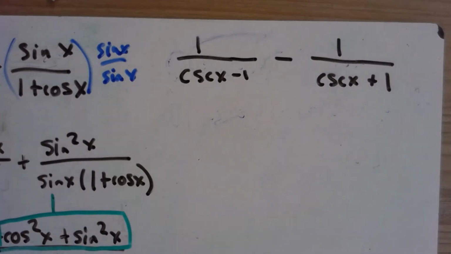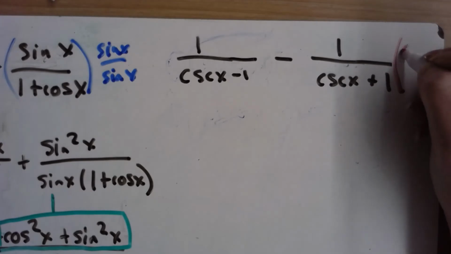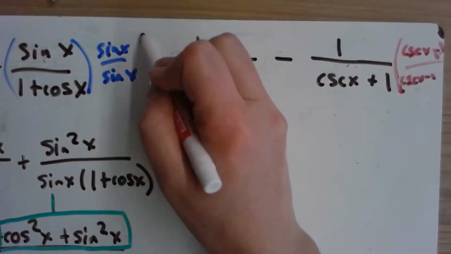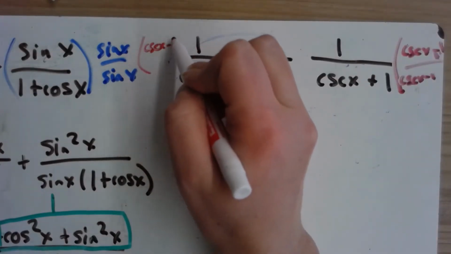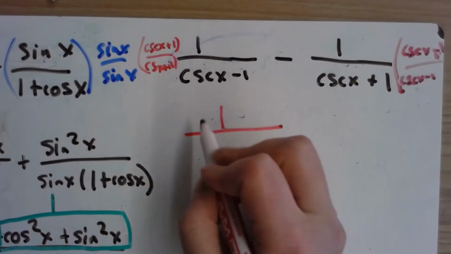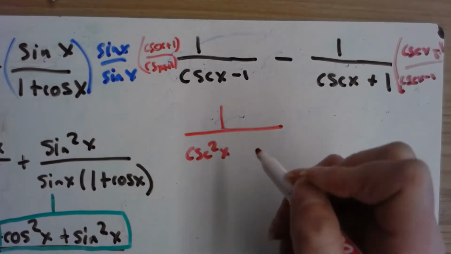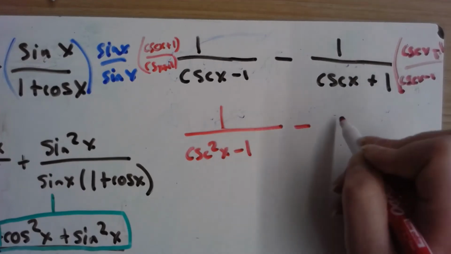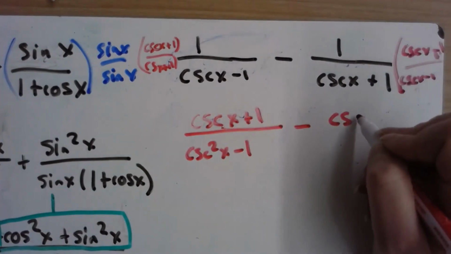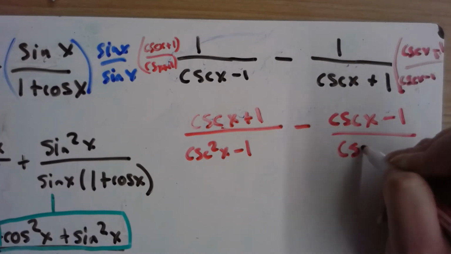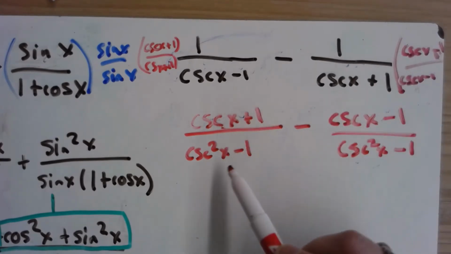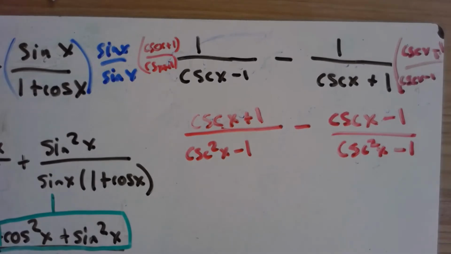Okay, so there we go. This video is a little bit longer, but that's okay. We're going to get a common denominator. So this is 1 over cosecant x minus 1 minus 1 over cosecant x plus 1. Okay, so I have 1 over, and I'm going to FOIL this. This would be cosecant squared x minus 1 minus cosecant x plus 1 cosecant x minus 1 over cosecant squared x minus 1.